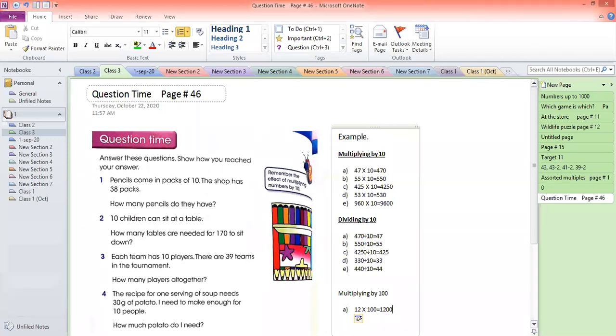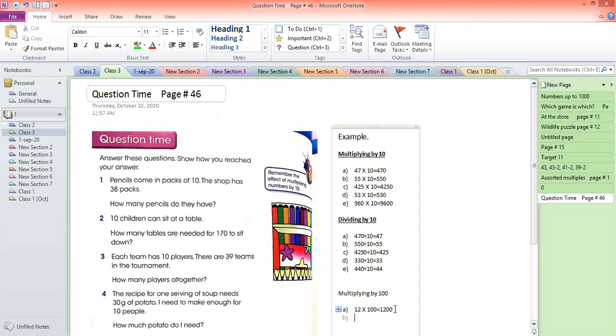The question is, sir, why two zeros? Look, in 10, how many zeros are there? In 10, only one zero, so you add one zero. In 100, how many zeros are there? So there are two zeros. That's why you will add two zeros on the right side. It is also very easy to multiply any number by 100.